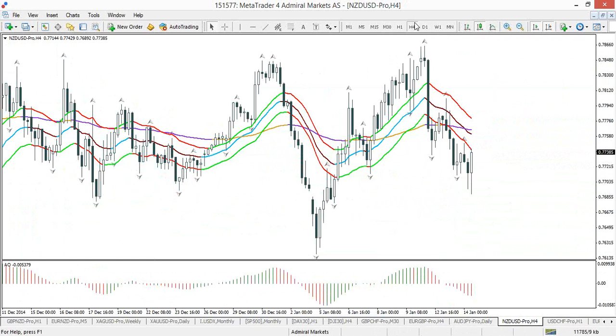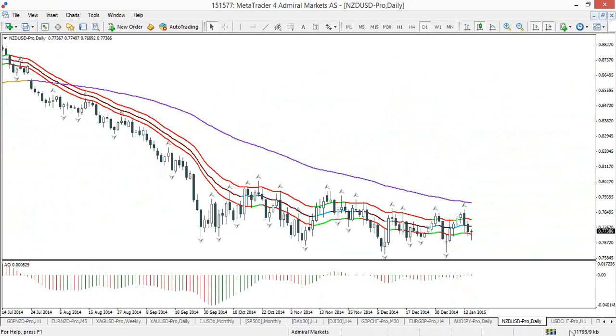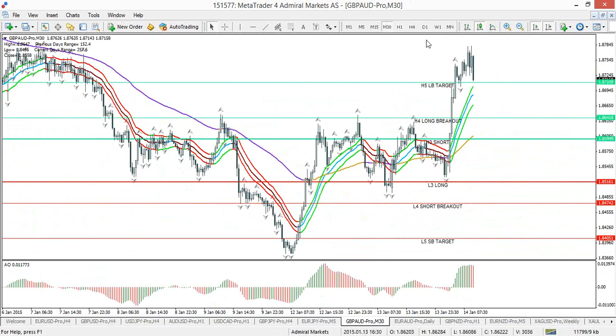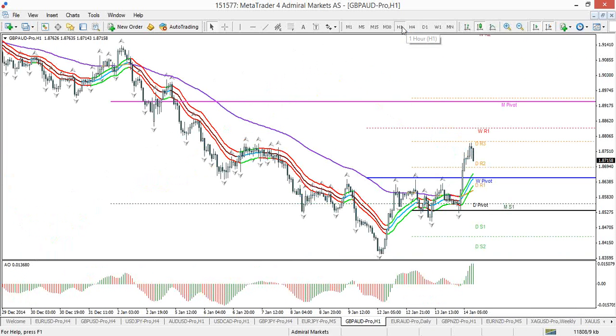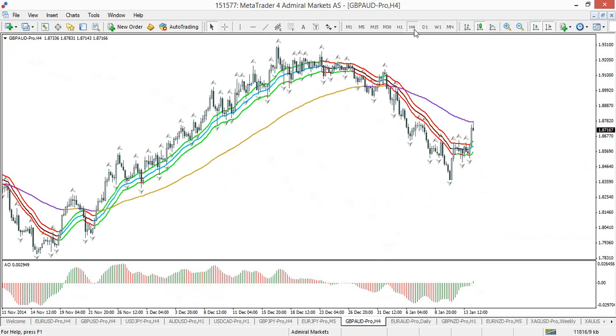Let's see. Kiwi. Now that's probably the best picture to show you. It's not that appealing. I think pound out could be interesting for a bit of a risky long, perhaps.